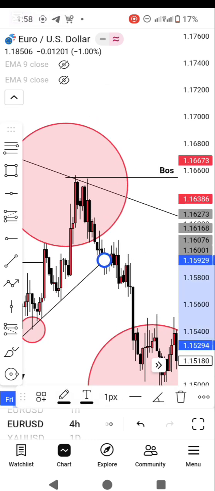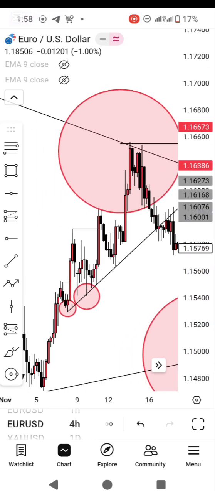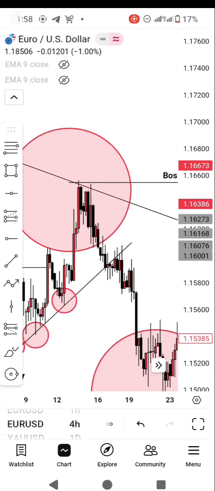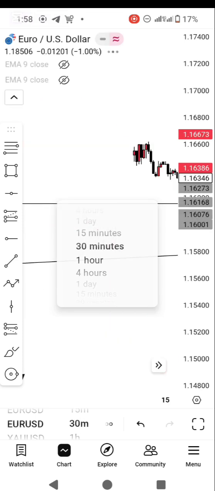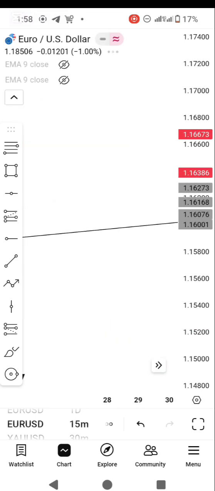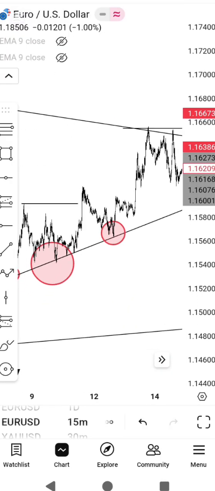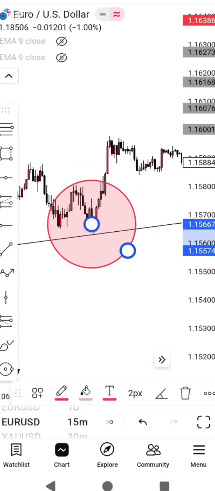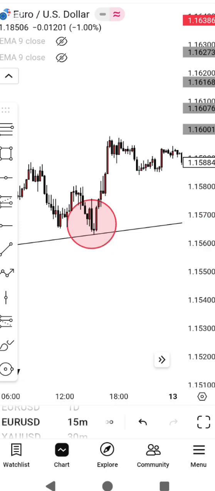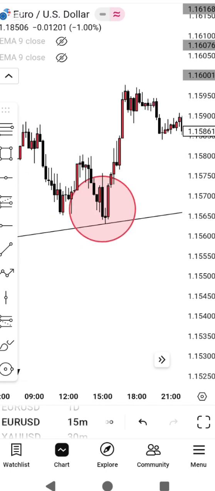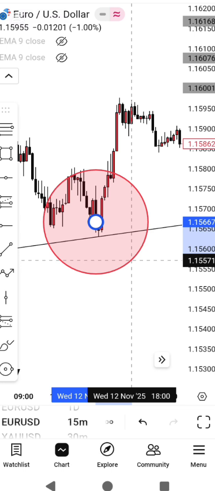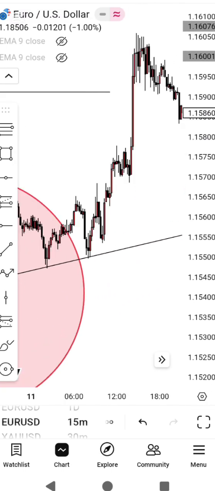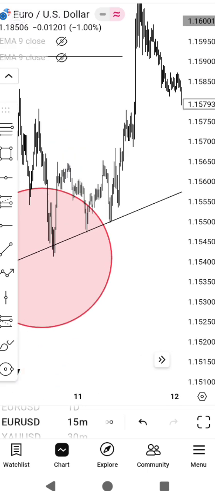Then you can see what happened on the third touch point. Price did what? Respected it. But let's see the price action that was printed right there on the 15 minutes. So over here on the 15 minutes, this is the third touch point. You can see this was the first, second.